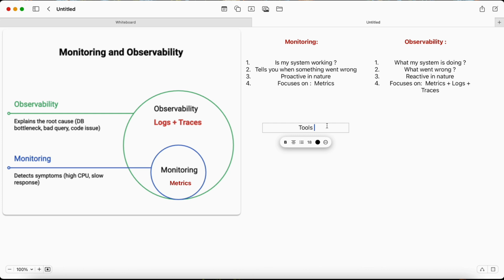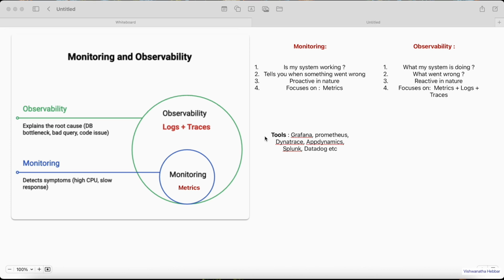To achieve monitoring and observability, there are various tools in the market such as Grafana, Prometheus, Dynatrace, AppDynamics, Splunk, Datadog, etc. Right? There are many more tools available in the market. For our illustration purpose, we will use Grafana and Prometheus for our monitoring and observability stack. So this is the basic understanding of monitoring and observability before we move on to set up the monitoring and observability in our testing environment.